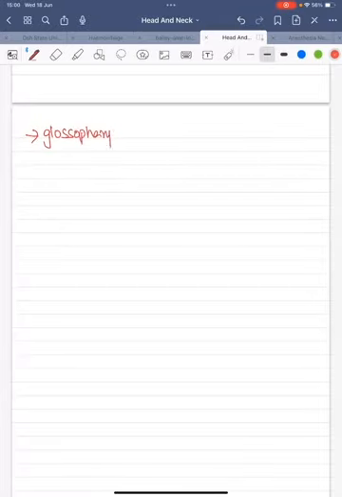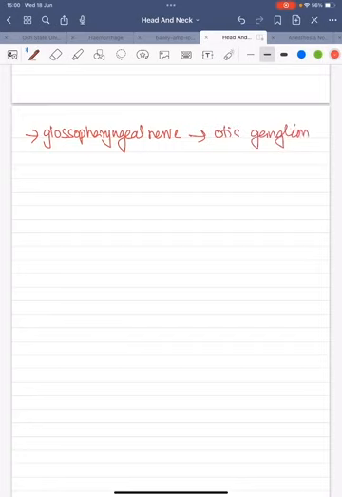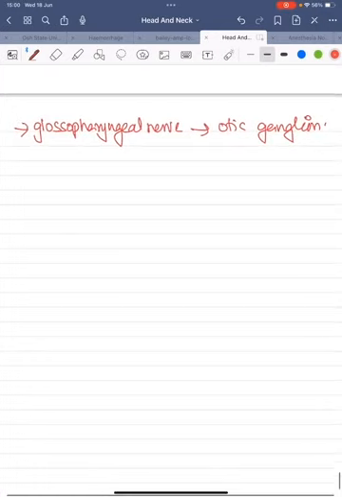Glossopharyngeal nerve and the otic ganglion. So we must draw one diagram which will make your life easier. So see here, all students, you have here the inferior salivatory nucleus.